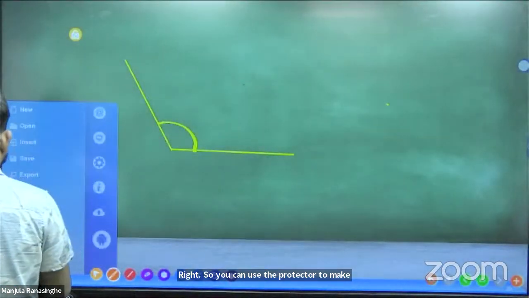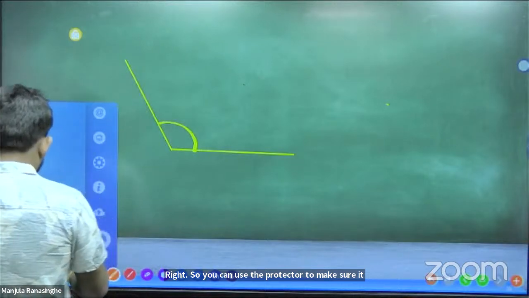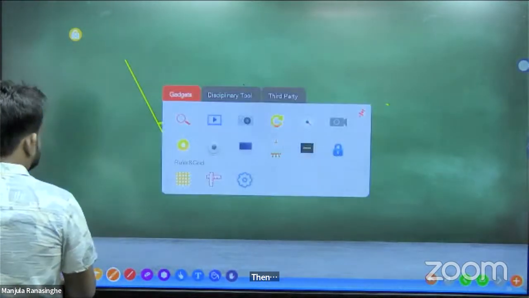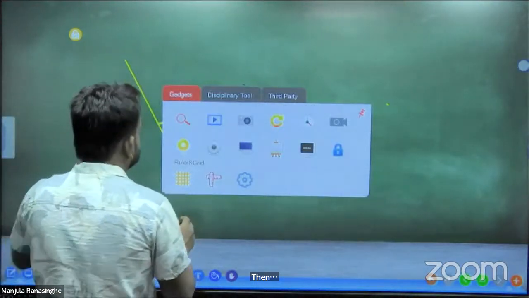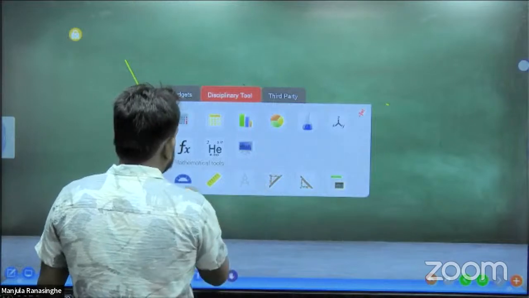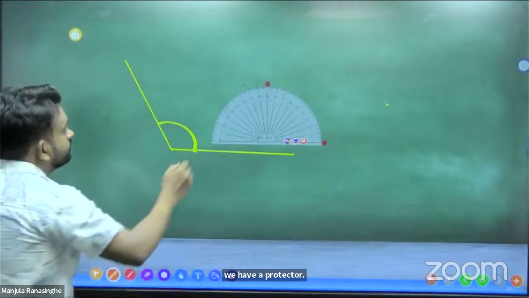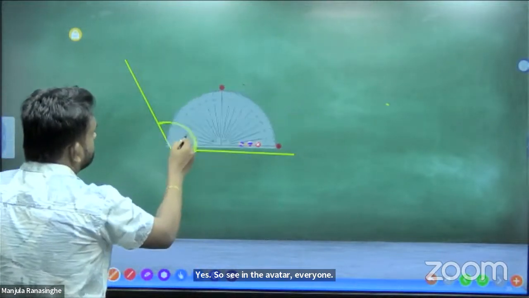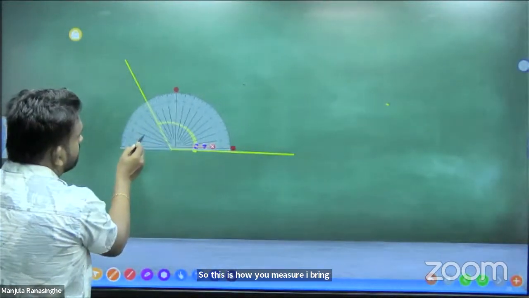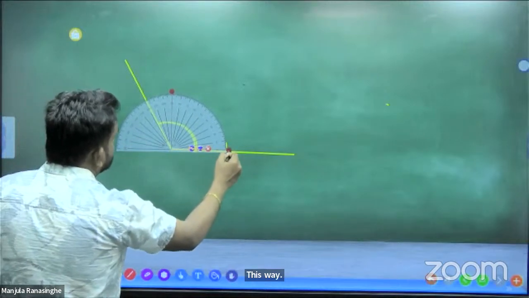Let me check whether we have a protractor. Yes. So see there, everyone. This is how you measure. I bring this protractor this way. Can you see it clearly?